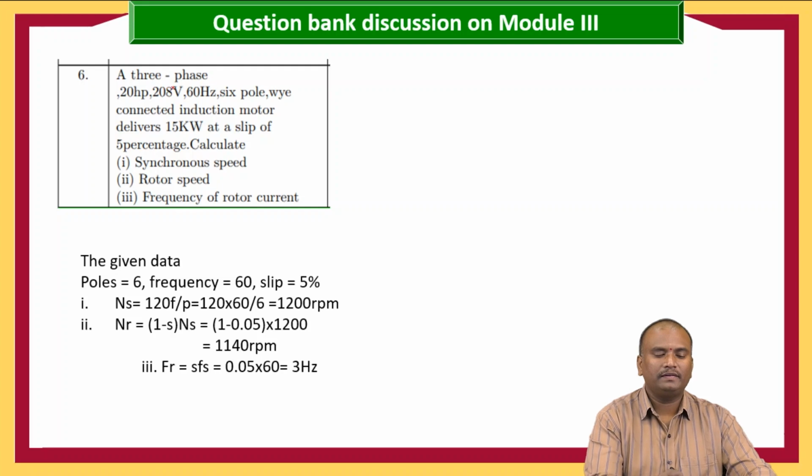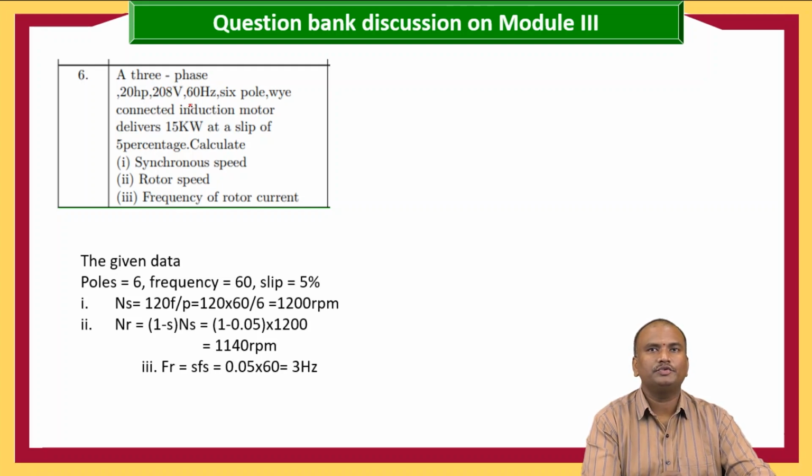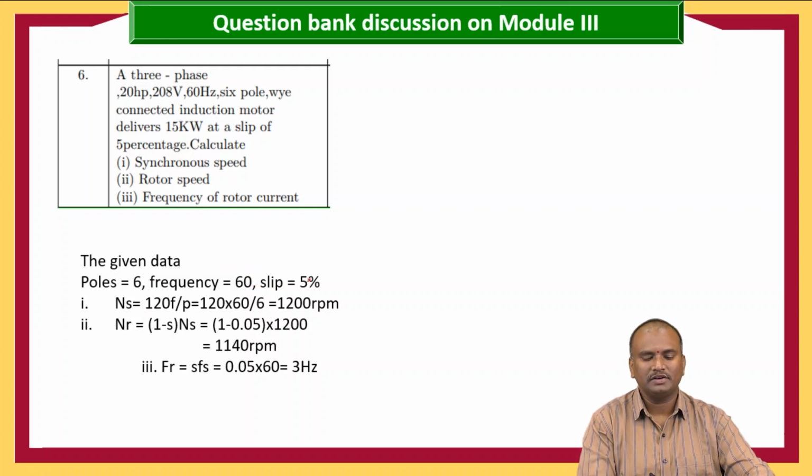The next one: a 3-phase 20 HP 208 volts 60 Hz 6-pole star connected induction motor delivers 15 kilowatts at a slip of 5%. Calculate synchronous speed, rotor speed and frequency of rotor current. So here the given data is number of poles is 6, frequency is 60, slip is 5%.